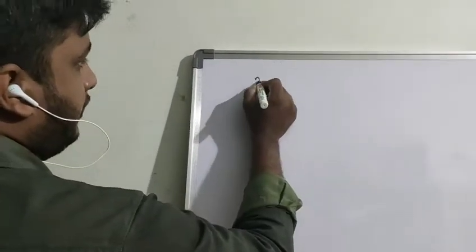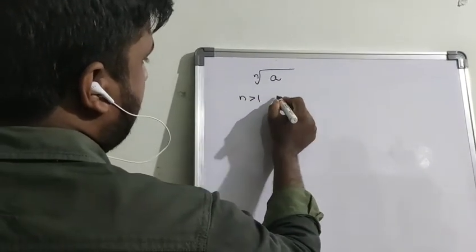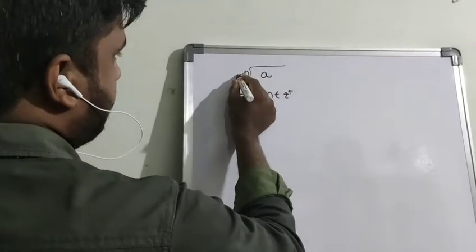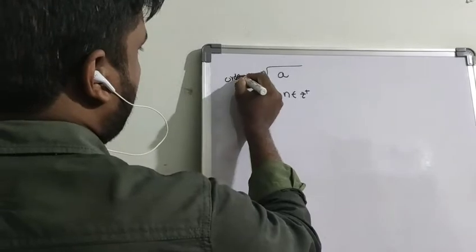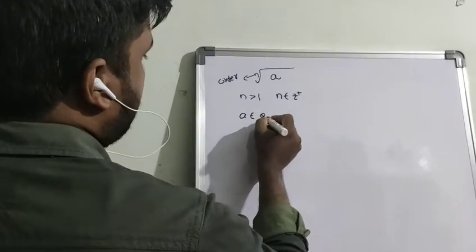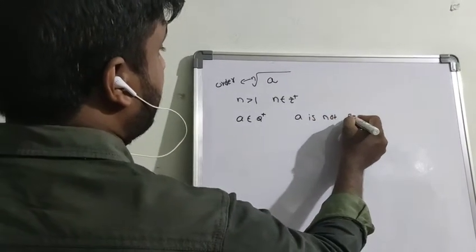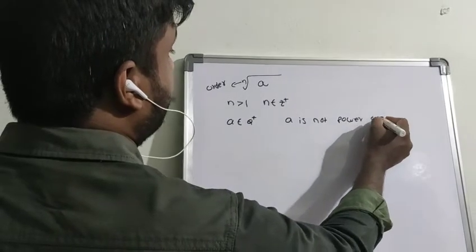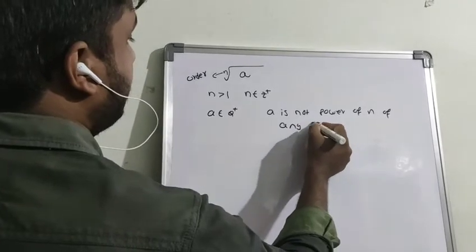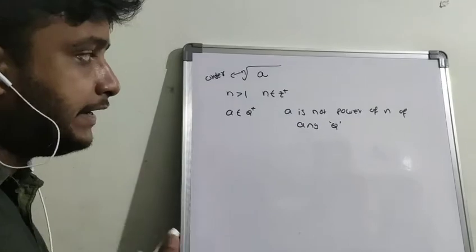If a number is in the form of the nth root of a, here n is greater than 1 and n belongs to the positive integers, this n is called the order. This is called the order of the surd. And next, a is a positive rational number and a is not the nth power of any rational number.